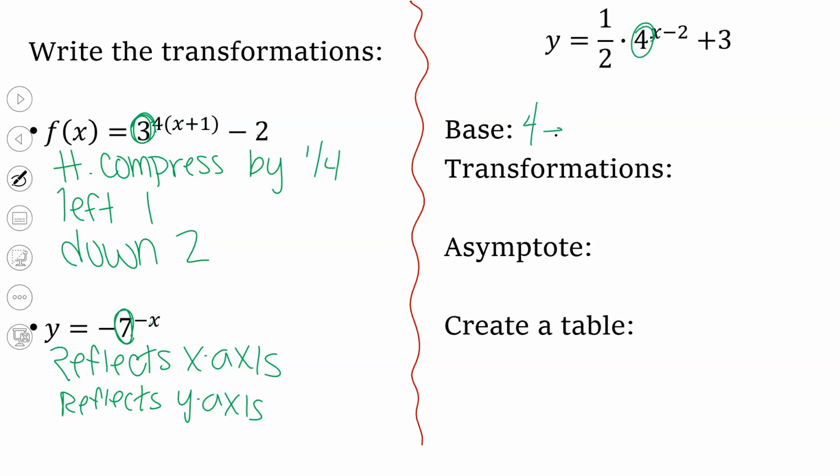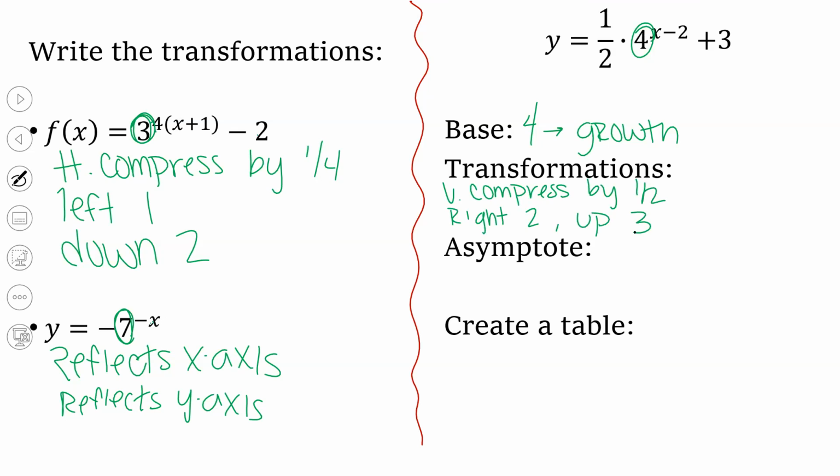What does a base of 4 tell me? It's a growth. How do I know it's a growth? It's larger than 1. Very good. What's the first transformation I see? A vertical compressed by 1/2. I see a -2 with my x. What does that mean? Right 2. And what's the last thing it has? Up 3. Very good.